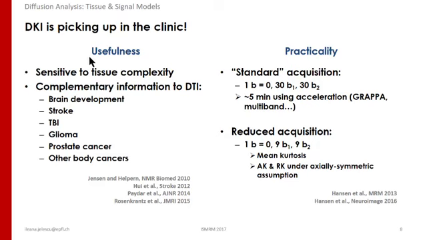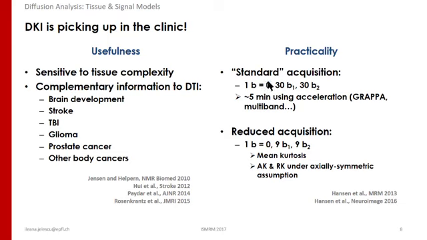First of all, it's actually really useful because it's been shown to be really sensitive to tissue complexity, because you are characterizing how your tissue is different from a Gaussian medium, and therefore it does provide complementary information to DTI in a wide variety of conditions. And it's also becoming more and more practical.